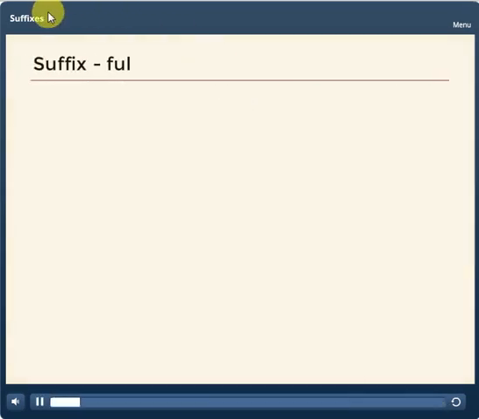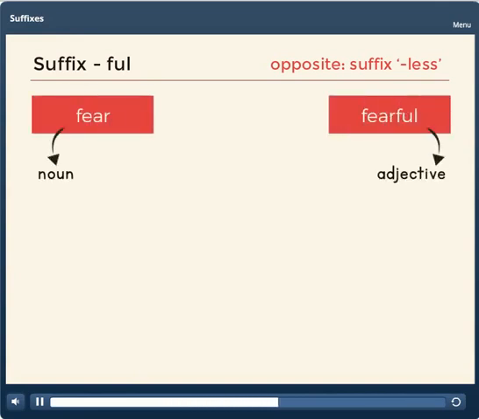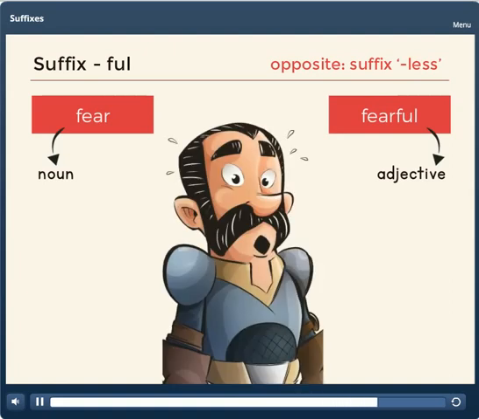The suffix full has the opposite function as the suffix less. It creates a word that shows that something is full of a certain quality. This soldier is fearful. He is full of fear.